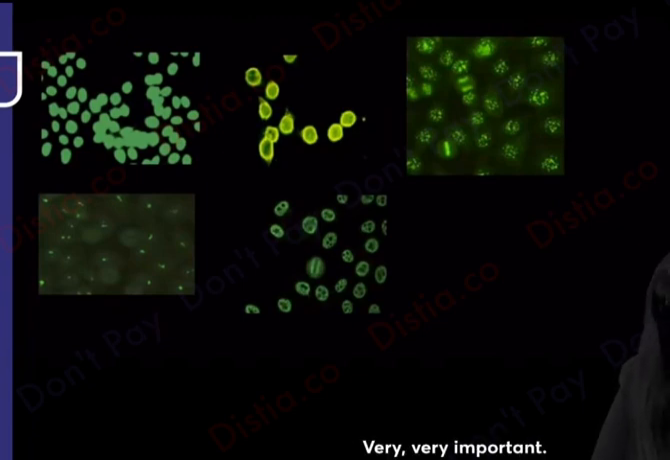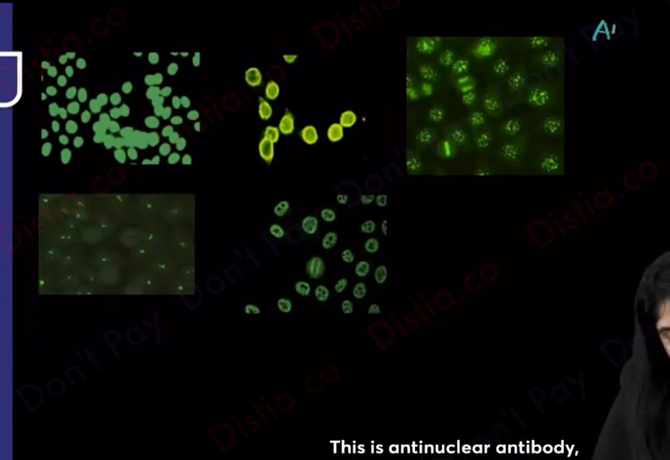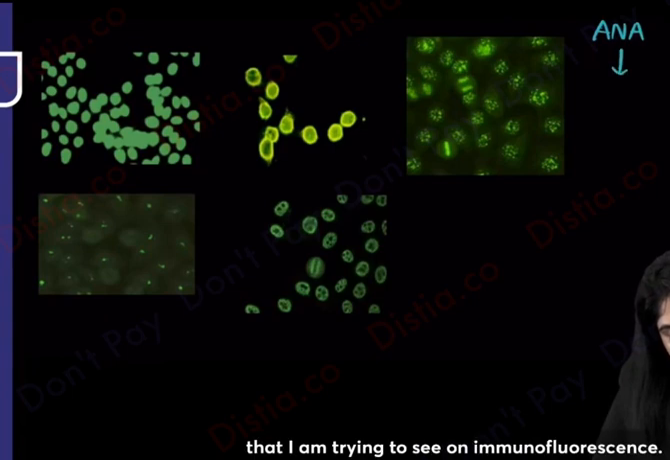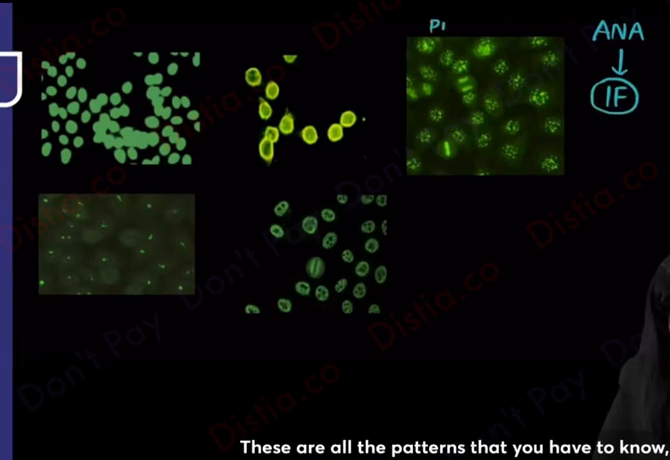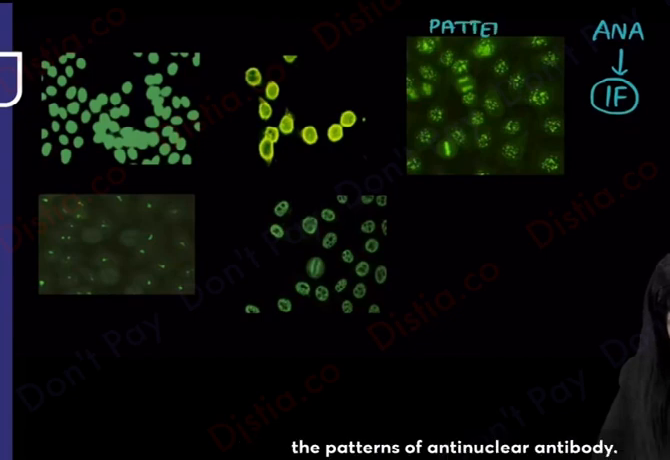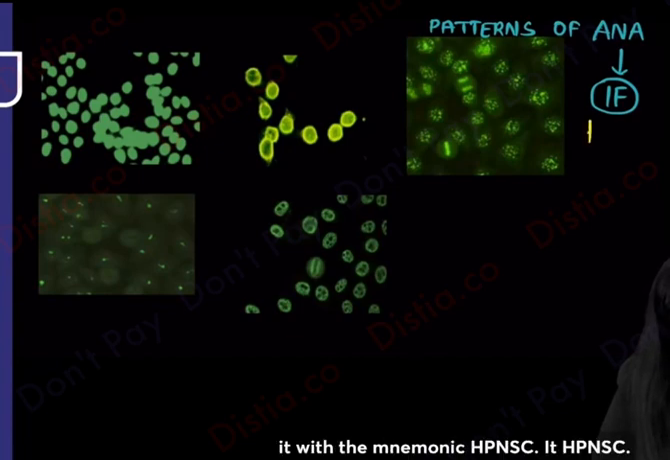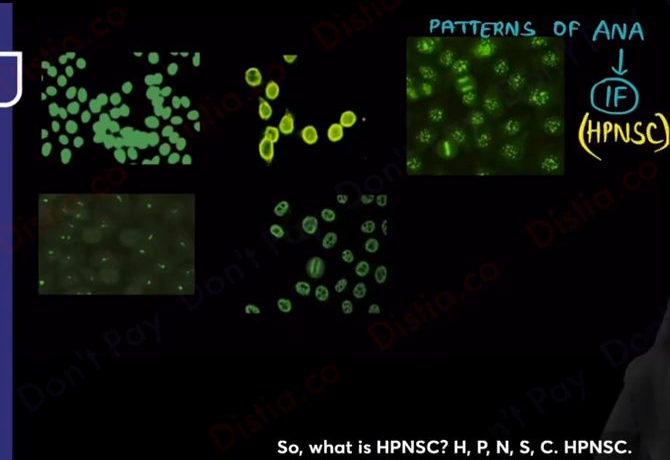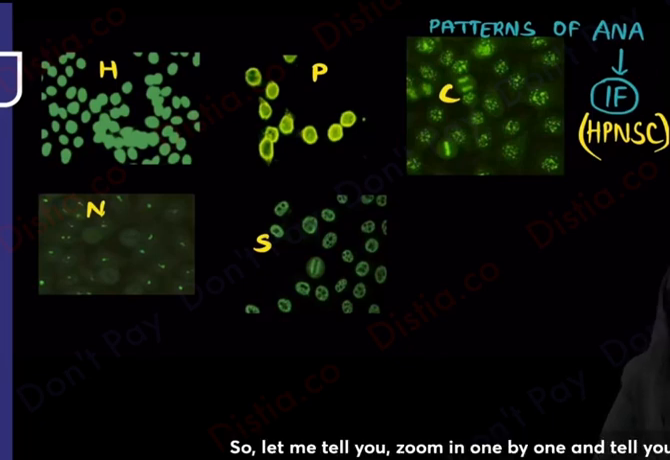Very important. What are these? This is anti-nuclear antibody that I'm trying to see on immunofluorescence. These are all the patterns that you have to know, the patterns of anti-nuclear antibody. Let me tell you, I'm going to learn it with the mnemonic HAPPENS. Okay, so it happens. So what happens? HPNSC. Happens. So let me zoom in one by one and tell you.